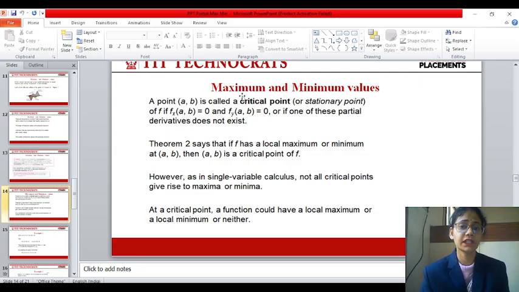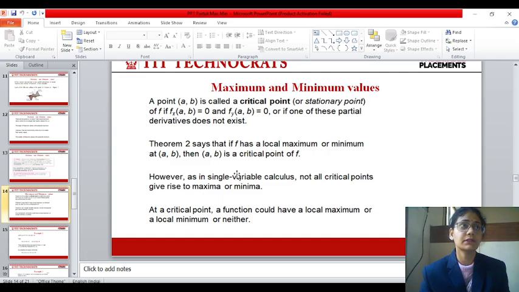Further, we have the critical point or stationary point. A point (a, b) is called a critical point or stationary point if the partial derivatives at this point are 0. So how do we find this critical point? Find the partial derivative of f with respect to x, find the partial derivative of f with respect to y, set them equal to 0, and solve those equations. You will get the point, and that particular point will be known as a critical point.